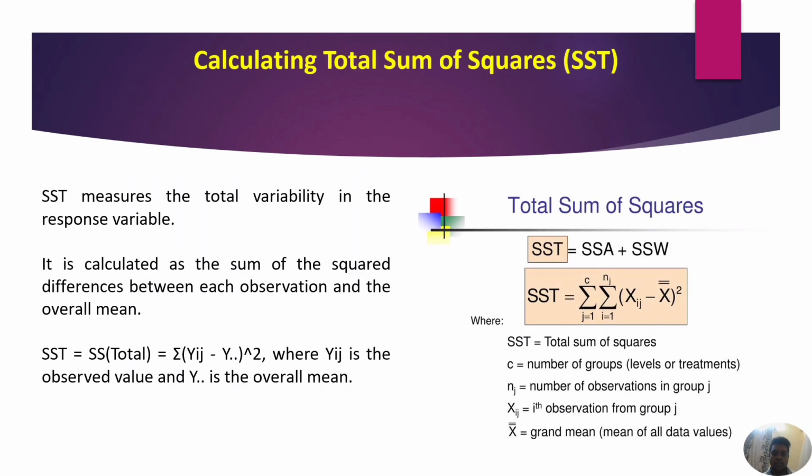The total sum of squares, SST. SST measures the total variability in the response variable. It is calculated as the sum of squared differences between each observation and the overall mean. As you can see on the right-hand side of the slide, there is a formula to calculate the total sum of squares SST, and I have also mentioned what each symbol means.